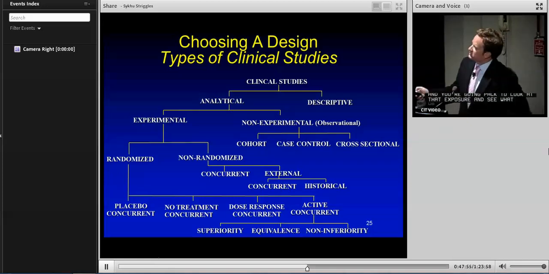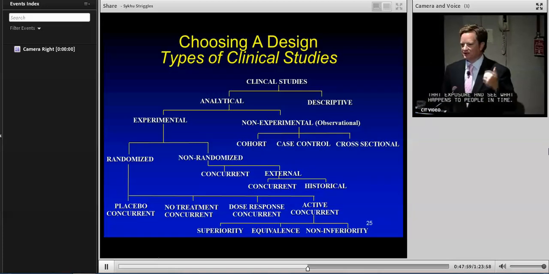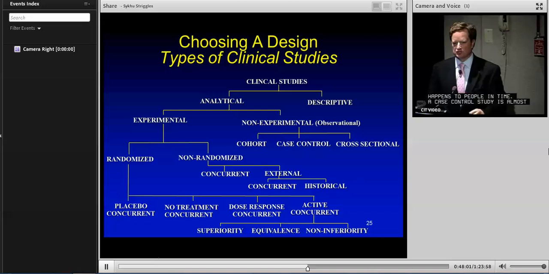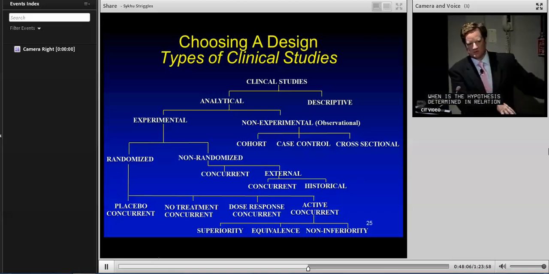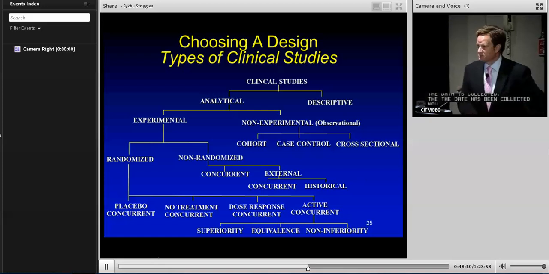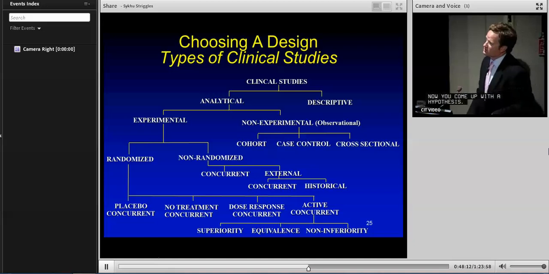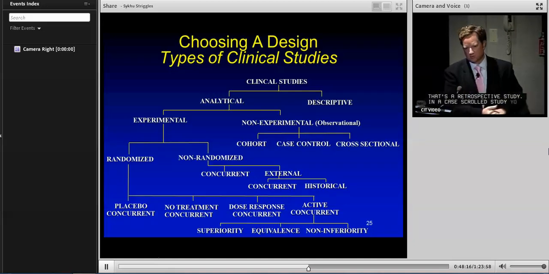A case control study is almost always retrospective. And by retrospective, I mean, again, when is the hypothesis determined in relation to when the data is collected? So if the data has already been collected and now you come up with a hypothesis, that's a retrospective study. So in a case control study, you start off with outcomes and look backwards in time to exposure.